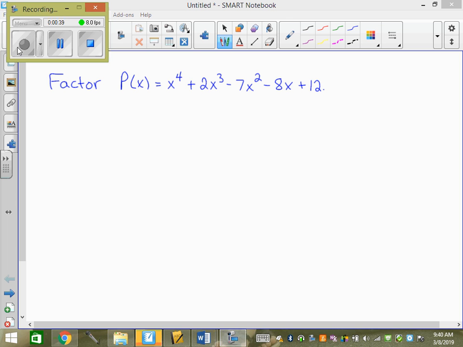What are our possible factors if we didn't have our calculator? Because they could just ask, what are the possible factors, not actually what they are. And then positive or negative all of them, right? Because those are the factors of the constant.